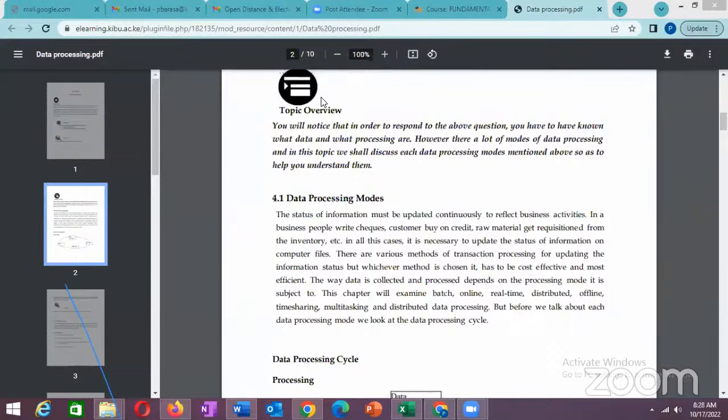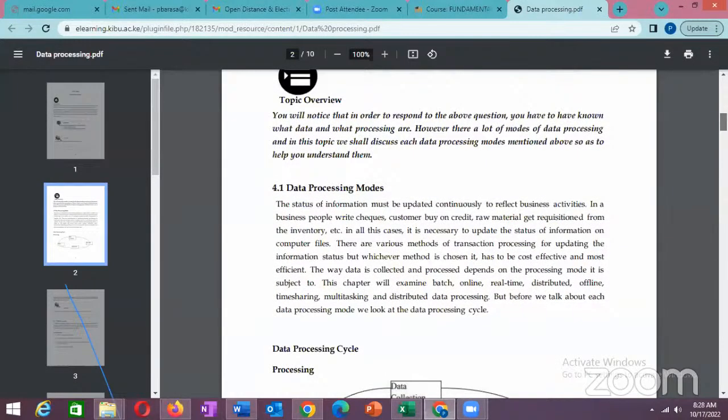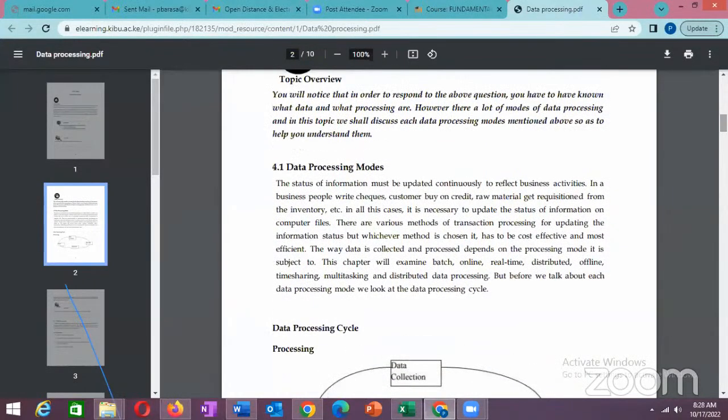Good. I can see most of you have really responded. And that one is quite good. So at least I'm sure that over 200 people have responded to that question. But we also go further and respond the same in the forum and discuss further so that you can understand the term. However, there are a lot of modes of data processing, and in this topic we shall discuss each data processing mode mentioned above so as to help us understand them.